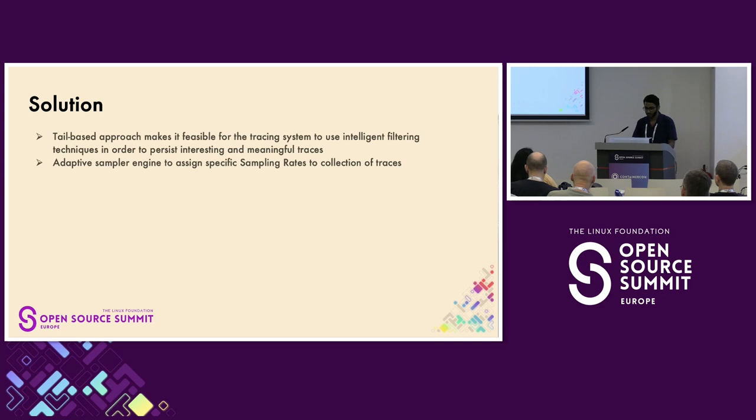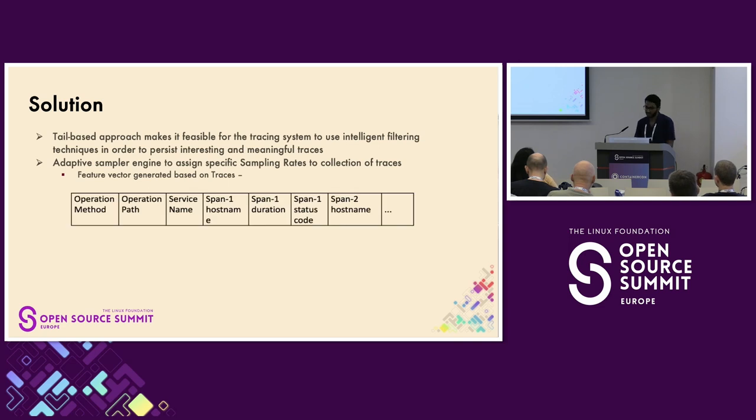An adaptive sampling engine assigns a specific rate to a collection of traces. The feature vector that I just mentioned has these features. For example, there is the operation method, whether it's a put, get, post, whatever method it is. The operation path: it has an idea of the path it takes, and it learns over time that these are my paths, and do I need to retain them, or do I need to assign more weight or less weight to them?